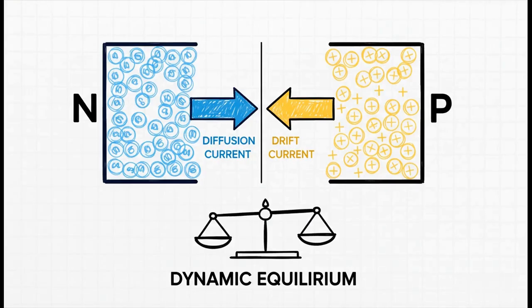So what's the end result of all this? The system finds a perfect balance, a perfect standoff. The diffusion current pushing electrons one way is now perfectly canceled out by the drift current pushing them back. The net result? Zero current. It's a state of dynamic equilibrium, a constant, invisible, and perfectly balanced war.